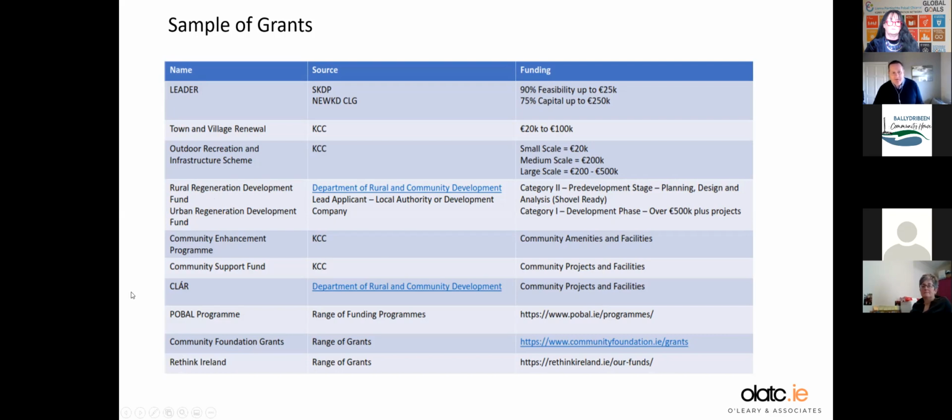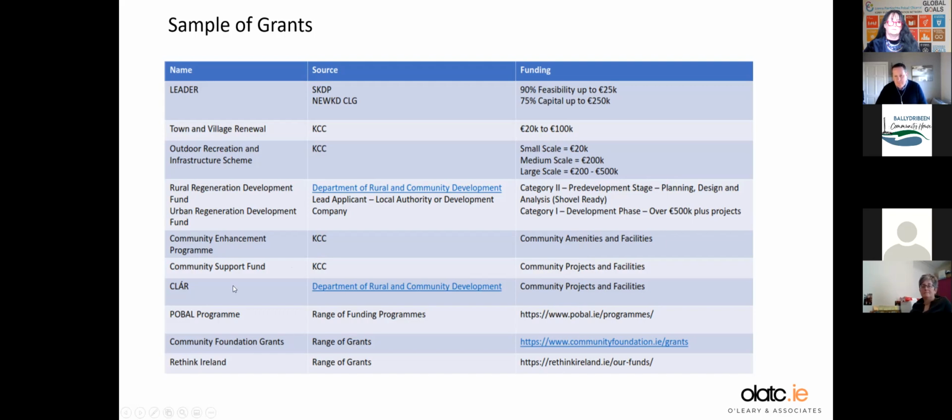Community Enhancement Programme, again funded by Kerry County Council, covering community amenities and facilities, things like playgrounds. Towns and groups apply for this grant a lot; it goes towards infrastructure work within the community. Community Support Funds are similar to the Community Enhancement Programme. That's to fund small-scale community projects, maybe small upgrades, facilities, equipment, things like that.